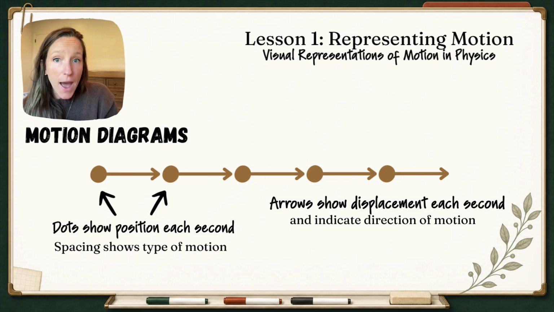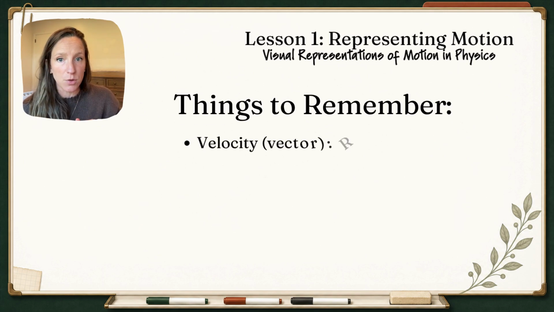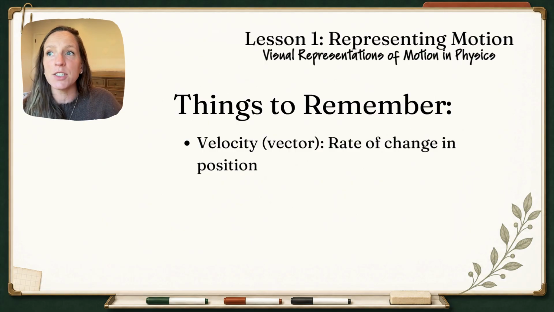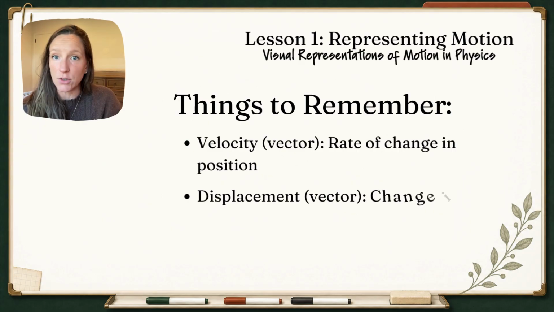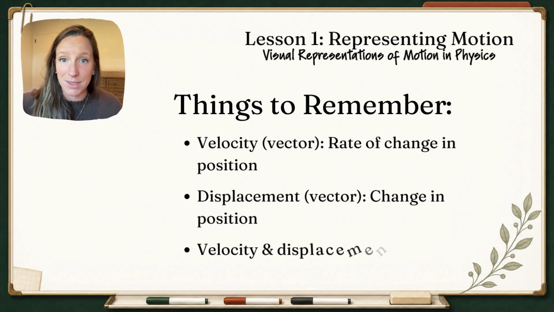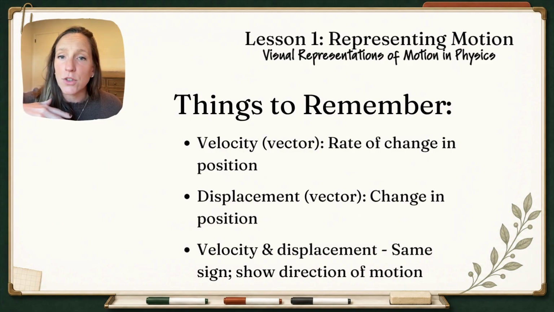All right, so that kind of connects us to velocity, right? With velocity being the rate of change in position, like we already learned, that is a vector quantity. So that is something that has magnitude and direction. Displacement is the change in position. That's all that is. It's how far and in which direction did the object move from starting to ending position. So velocity and displacement will always have the same sign and the same direction as each other. They both just indicate the direction that the object is moving in.